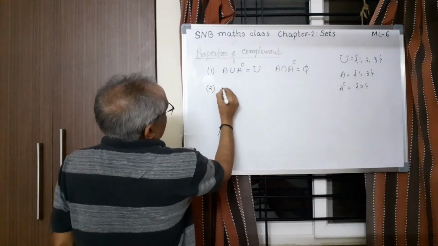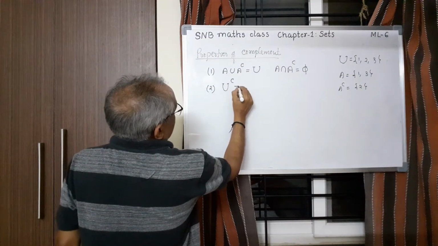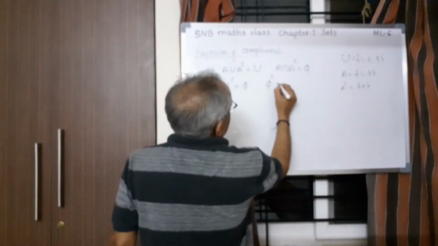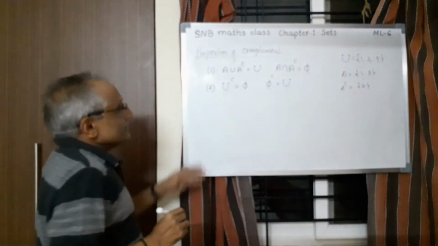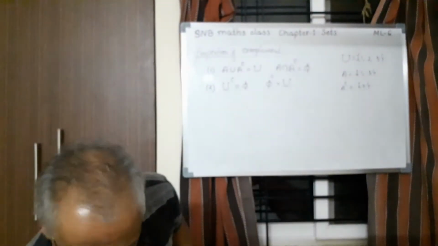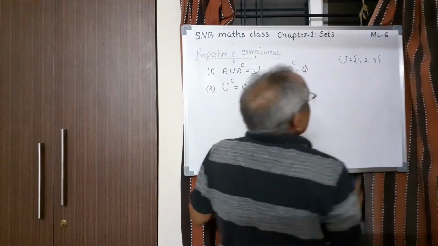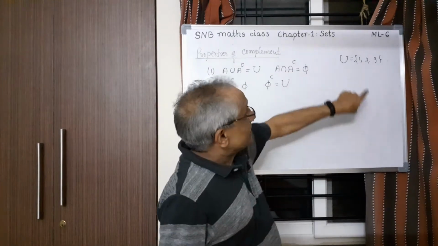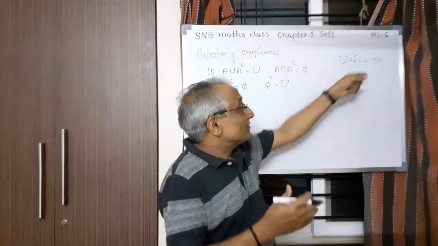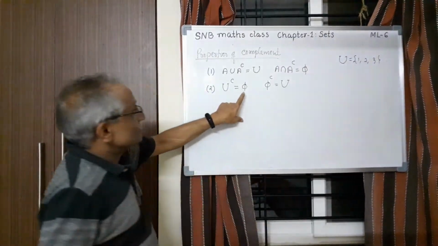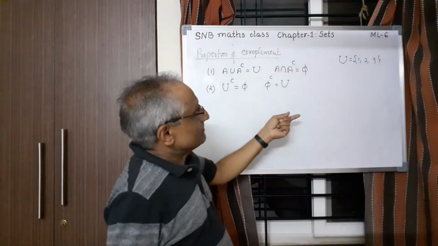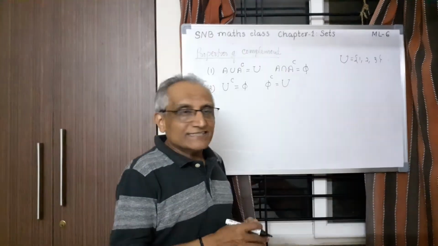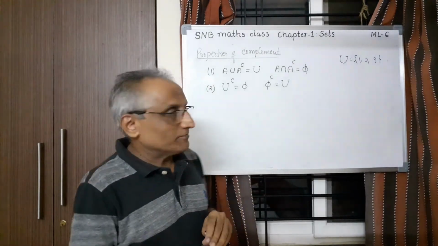The second property is U complement will be phi and phi complement is U. See, this is also very simple. Take the same example. Say U equal to {1, 2, 3}. What is the complement of U? That means the set which contains all the elements which are not in U. So U contains all the elements, so definitely this should be phi. Same thing here. Phi complement means whatever element is not there in phi should be in U, because phi does not contain any element. So these two are very obvious properties.